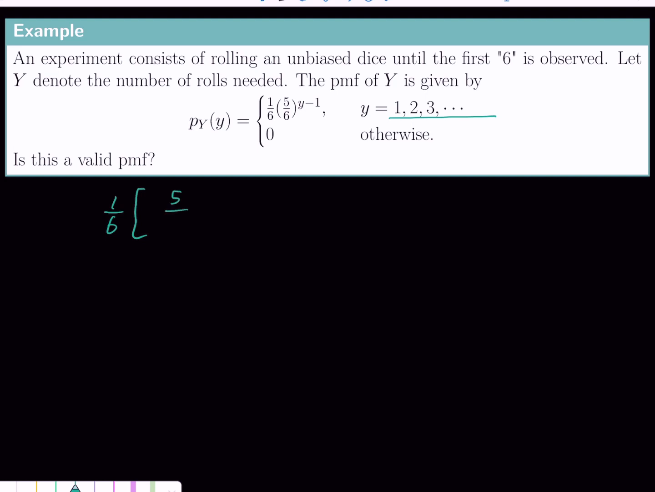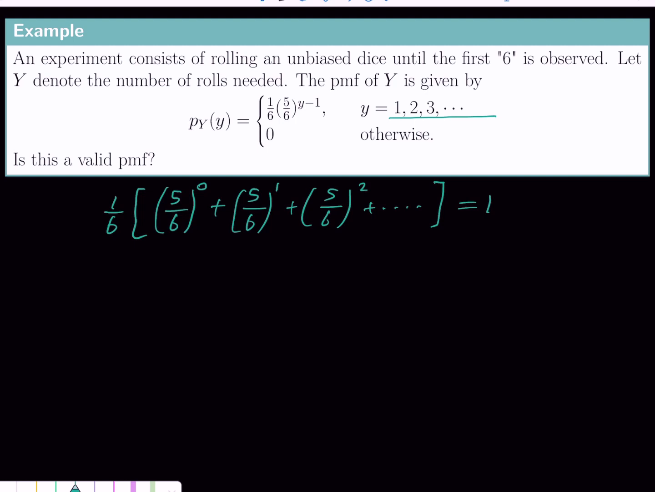Therefore, I write it this way: 5 over 6 to the power y minus 1, for y equal 1 first, then y minus 1 is 0, plus 5 over 6 for y equal 2. Second one, 2 minus 1 is 1, then 5 over 6, then y equal 3, 3 minus 1 is 2. Similarly this goes to infinity, so this should be 1, right? This should be 1. So how do we check this?